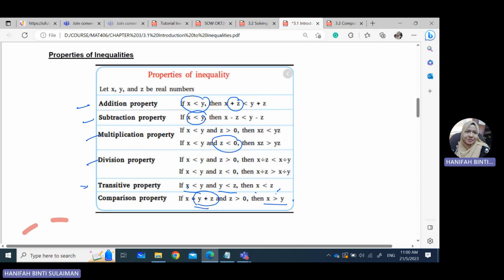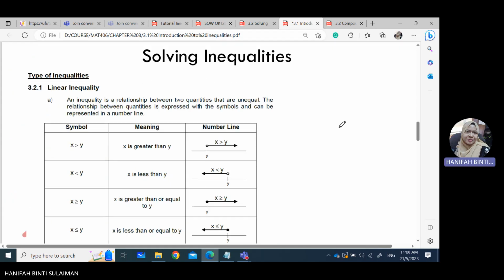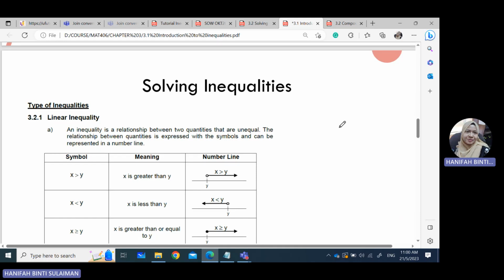Okay. So these are the properties of inequalities. So all these properties we can use to solve the inequality problem. Okay. Tak ada soalan untuk properties? Tak ada. Yang ni kita just apply saja. Gunakan hukum-hukum ni lah. Ini kita panggil sebagai hukum inequality.